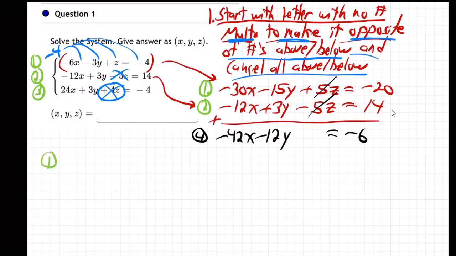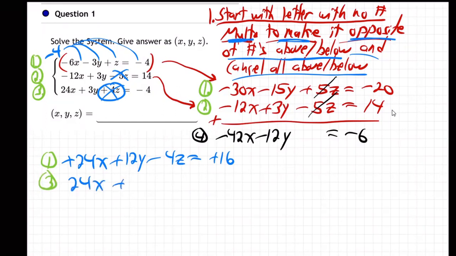So I'm taking again equation number 1, multiplying through by minus 4. So it'll be plus 24x plus 12y minus 4z is plus 16. So I multiply through by minus 4, and now equation 3, just bring that down: 24x plus 3y plus 4z is minus 4.